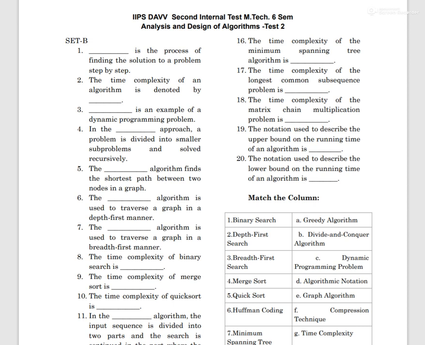Question number 8 is the time complexity of binary search algorithm is. So the time complexity can be order of log n, that is big O of log n. Question number 9, the time complexity of merge sort algorithm. So the time complexity of merge sort algorithm is, as we know, order of n log n.